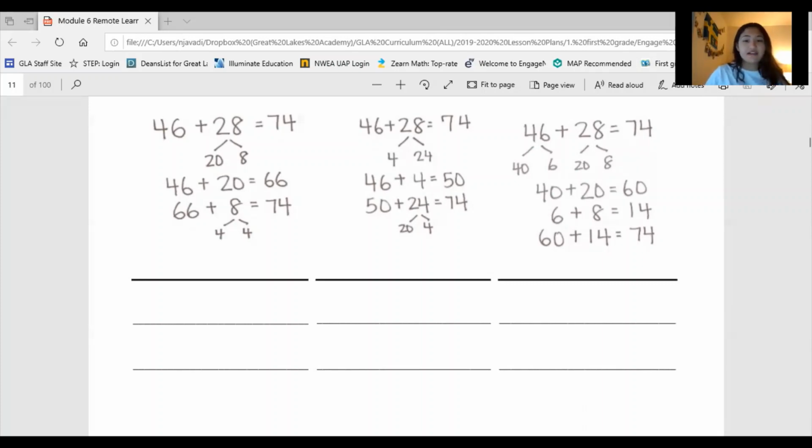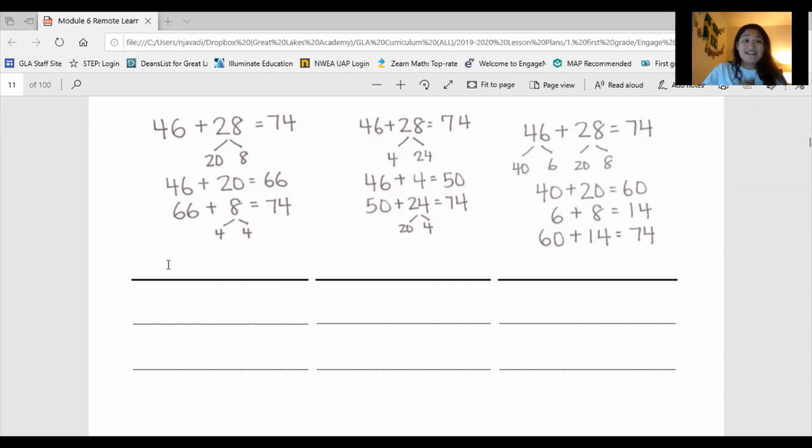Right now, I'm looking right here at this problem. So they started with the same problem, 46 plus 28 equals 74. I want you to pause and take a minute to notice the first step that this scholar took when they were solving this problem. Nice job taking a minute to notice. Let's look at this one together. What did you notice about the way that this scholar solved this problem?